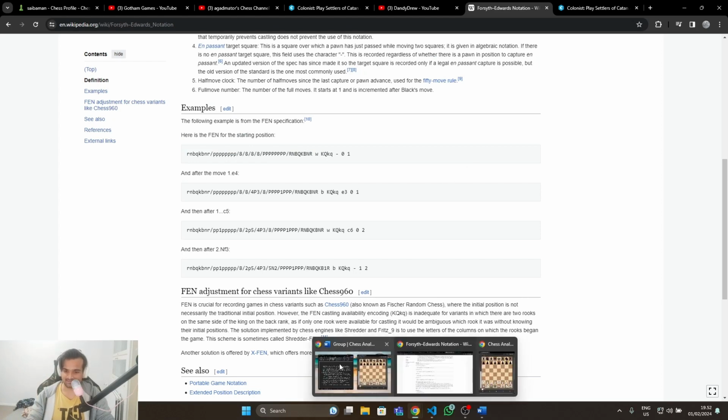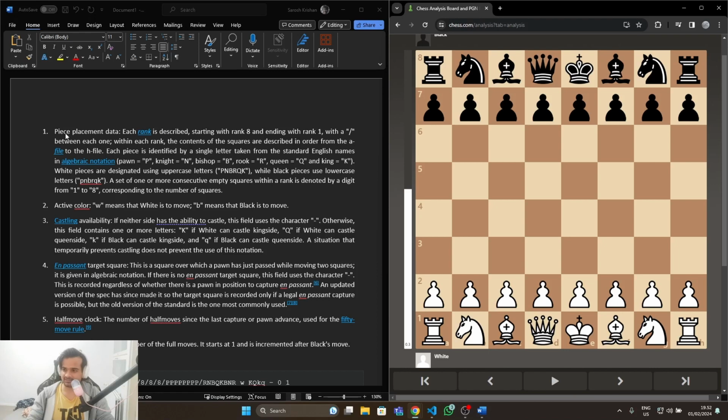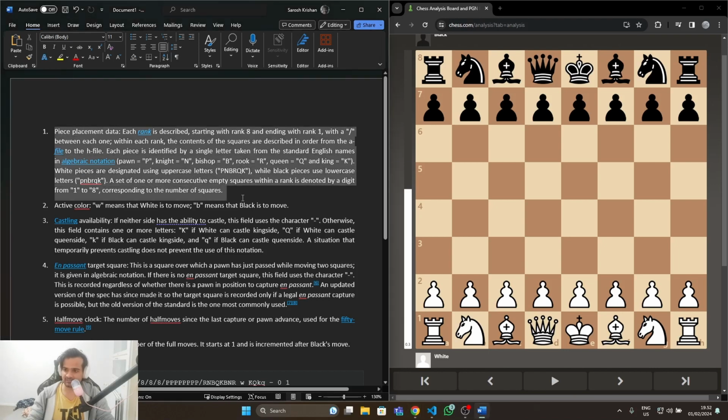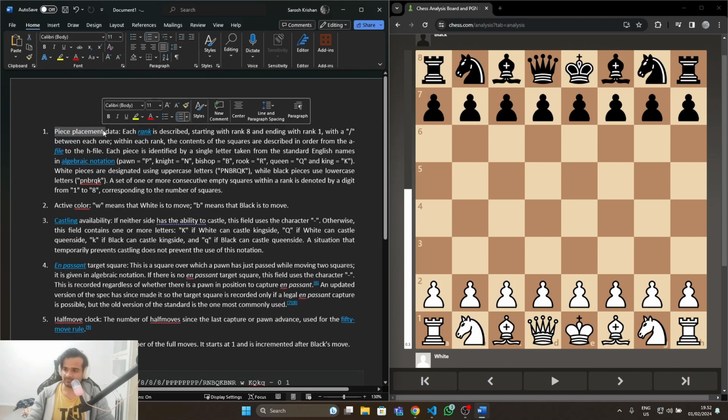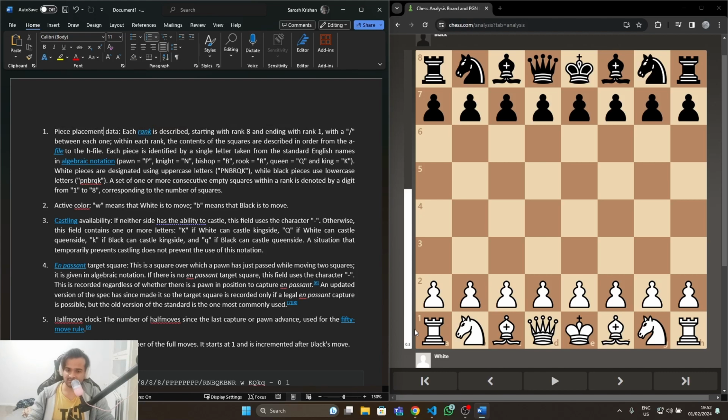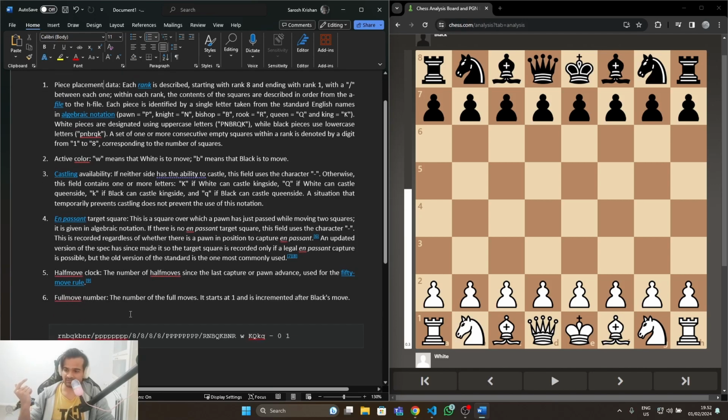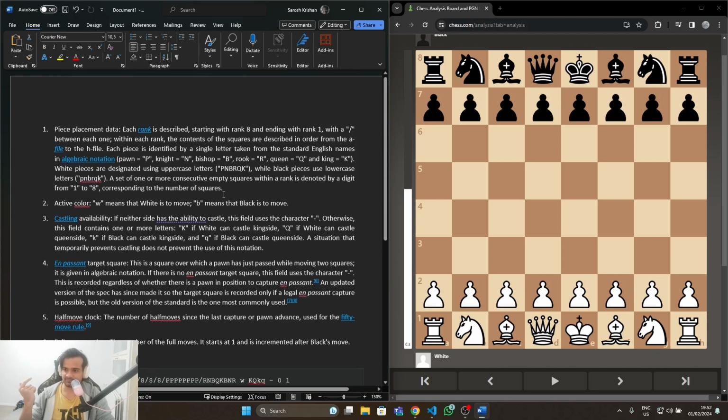Here, I will switch to this. So this is the way the FEN notation is written. These are the rules, and this is an example. First, piece placement. So these are your ranks, 1, 2, 3, 4, 5, 6, 7, 8. Each rank is described starting with rank 8, so it starts at the top, and ending with rank 1, with a slash between each one. Each of these slashes divides the different ranks. So this whole thing is the 8th rank, and this whole thing is the 7th rank up here, right?